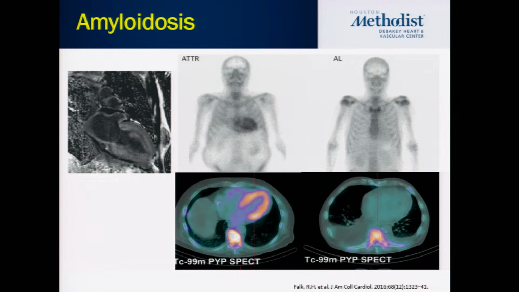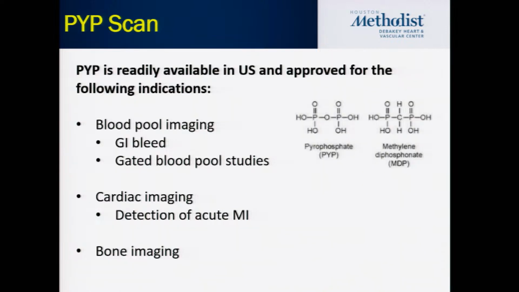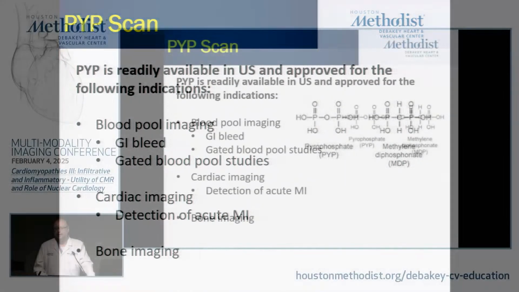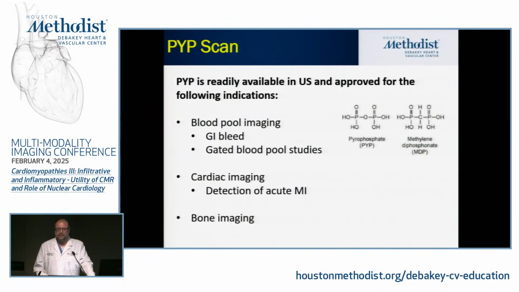So if we have a patient who's suspected with cardiac amyloidosis, what do we need to do in terms of nuclear to differentiate? So nuclear cardiology is not to diagnose amyloidosis, but more to differentiate between AL and ATTR amyloidosis. So what was used is PYP scan, which is technically a bone scan. It's a bone scan agent.